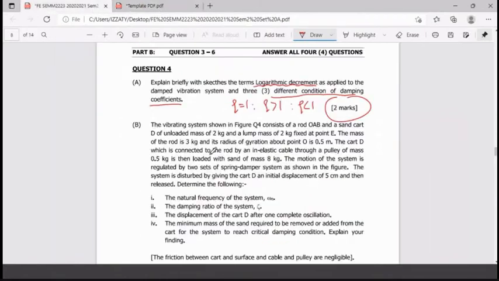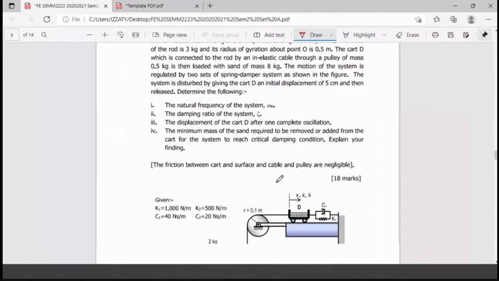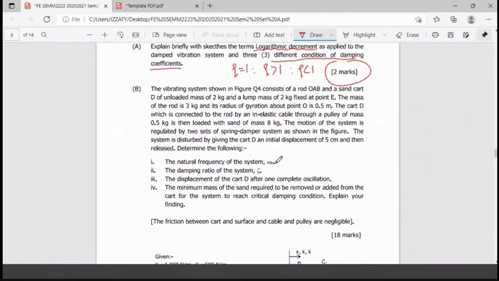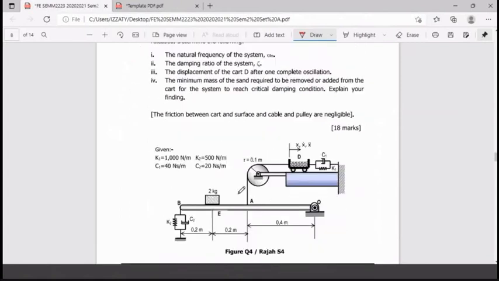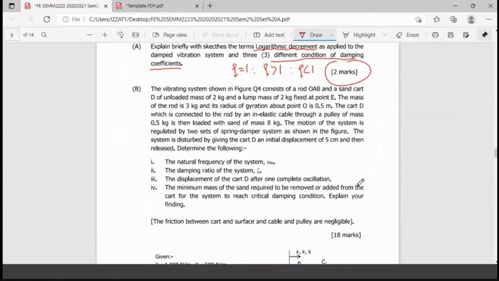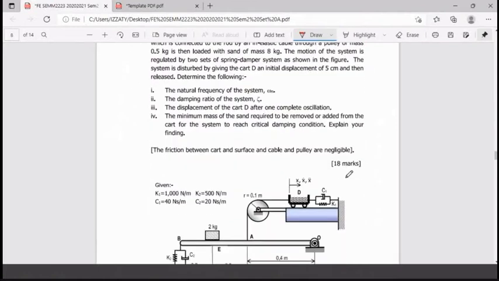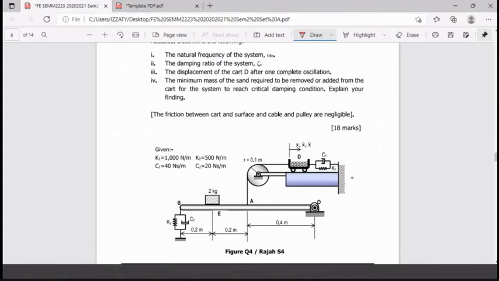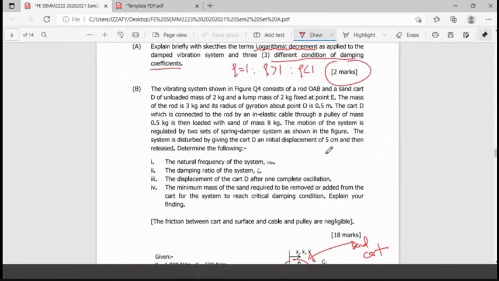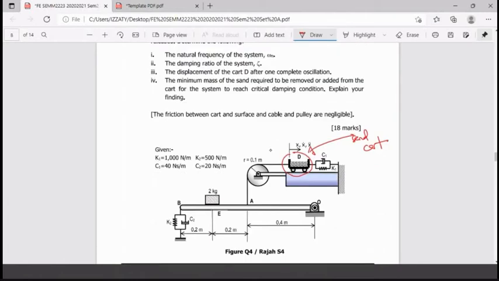Okay, the vibrating system provided here consists of what? A rod OAB, and a sand cup. This is the sand cup. What does it say? Sand cup D of unloaded mass 2 kg, so empty, meaning empty, and a lumped mass of 2 kg. This is a lumped mass.